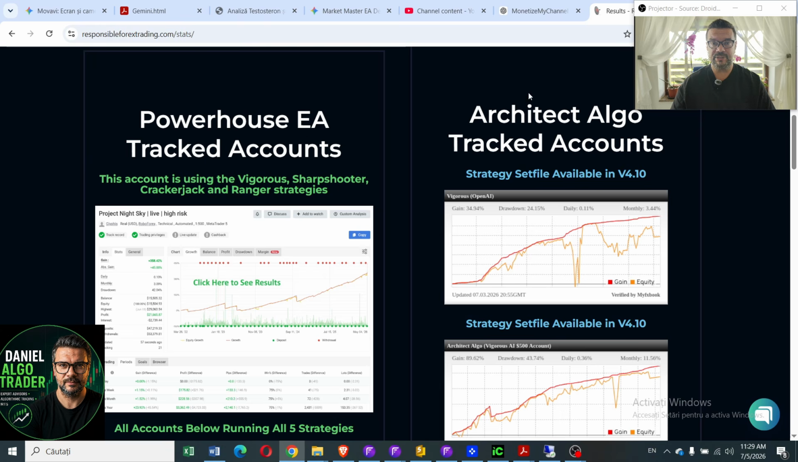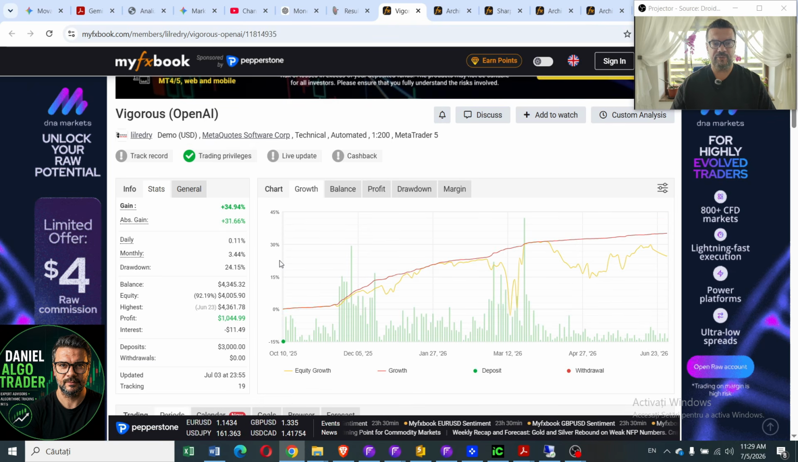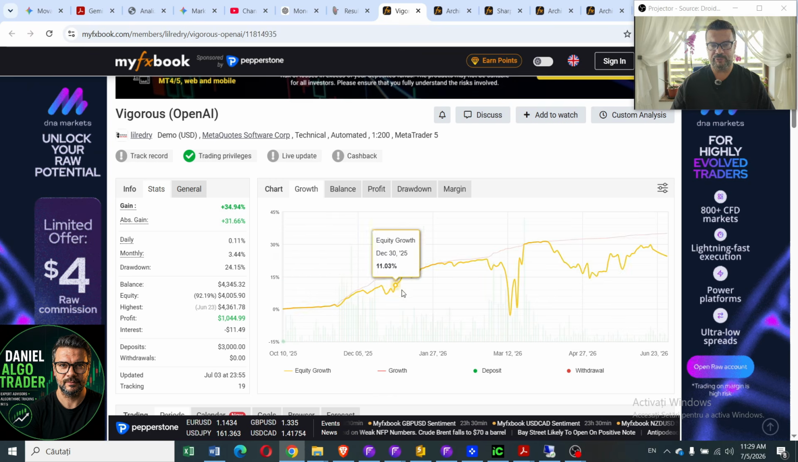Same as the Powerhouse, the Architect Algo has tracked accounts where you can check real results with real money. And we're going to open a few. Here's a link for the Vigorous OpenAI account. The deposit was $3,000. Now the account has $4,300, and the profit was over $1,000. The account opened in October 2025.